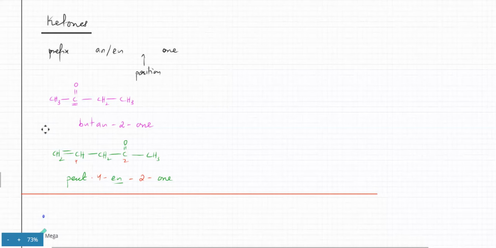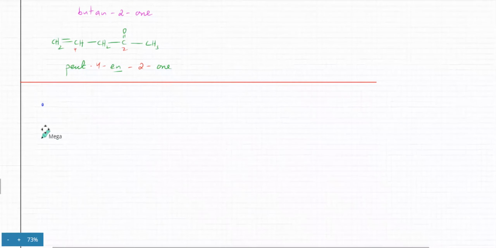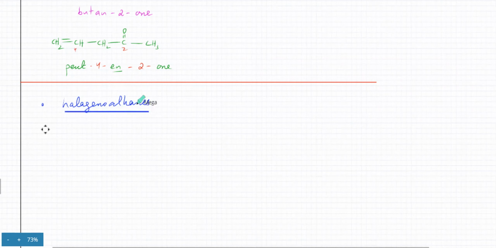What's left? Naming halogenoalkanes. There's a thing called halogenoalkanes. So remember, halogenoalkanes are simply an alkane with one halogen or more than one halogen. So, for example, this is a halogenoalkane. This is one carbon atom. So you don't change it. You still call it an alkane.